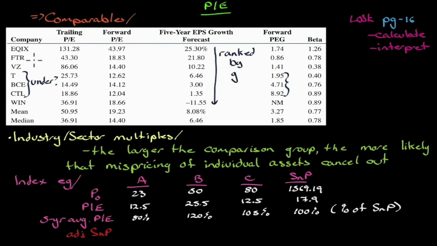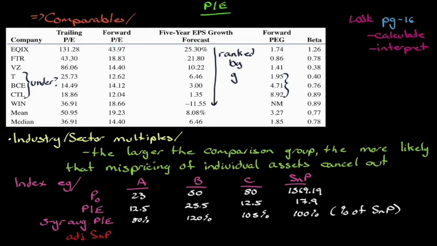For instance, FTR, 21.8 over the next 5 years, could drop to almost nothing. Whereas EQIX could be 25.3, not just for the next 5, but maybe for the next 15 years. So if we did, instead of a 5-year EPS growth forecast, a 7 or a 10, these might all change. So just keep that in mind. So that's a good example of using a peer group, and that's all we did here.